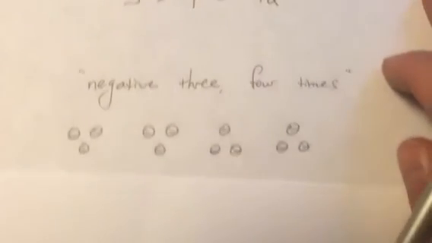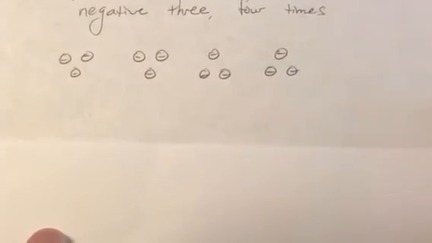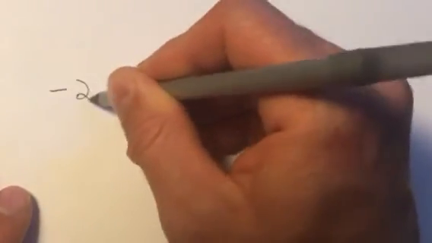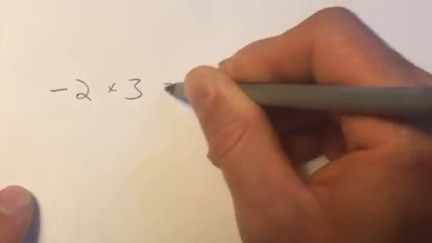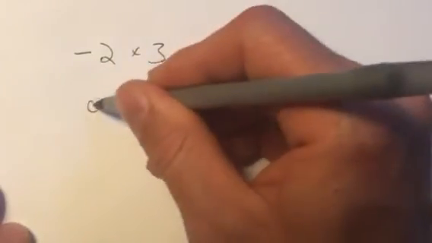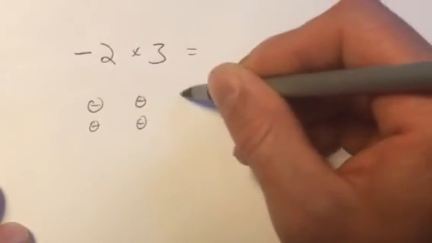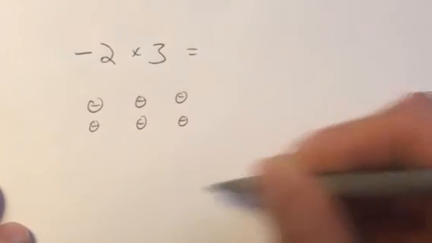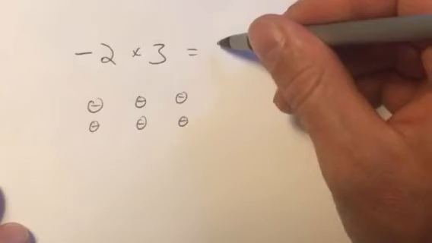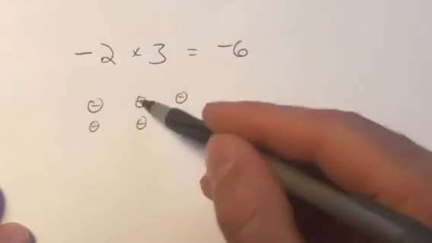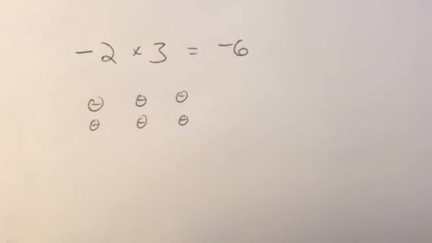Now, you could do the same thing here. Let me play around with it for a bit. We'll say -2 times 3. We'll say -2 3 times. Well, that'd be -2 once, -2 twice, -2 3 times. Well, that's -6. 1, 2, 3, 4, 5, 6.